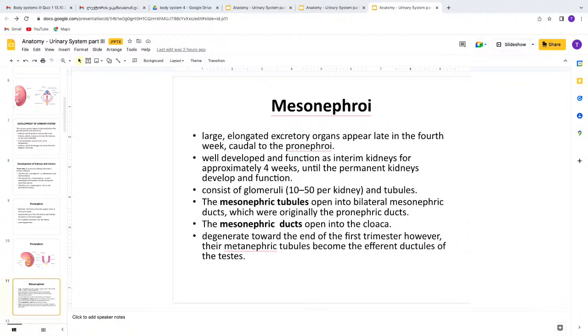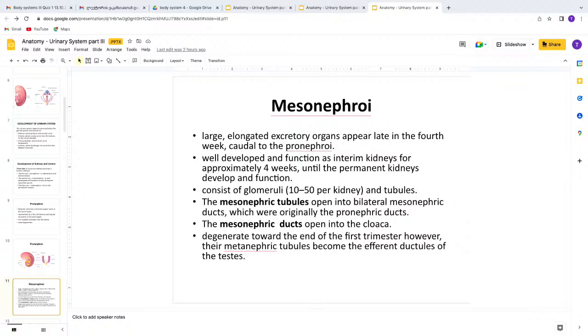After that, we have the mesonephros. They are larger and elongated, and they at least have some excretory function. They appear late in the first week, created by the elongation of the pronephros toward the caudal part. They are well developed and function as an intermediate kidney for approximately 4 weeks until the permanent kidneys develop and function. They consist of around 10 to 15 glomeruli and tubules.